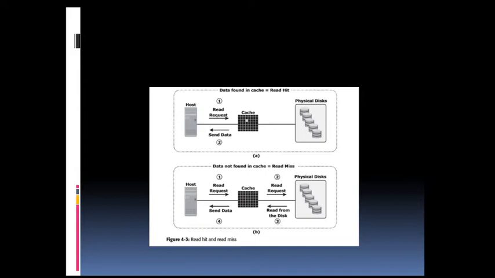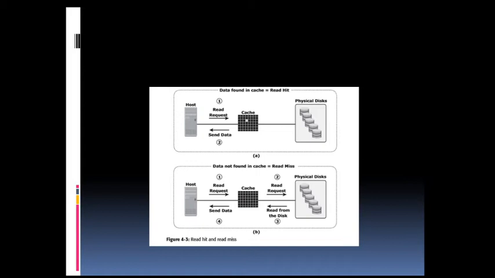In the first figure they have given a read hit, in the second a read miss. In case of a read hit, whenever a read request is sent from the host, it is first checked in the cache, the data is available in the cache, and then the data is sent back to the host without any disk operation. We are not going to use the disk here, so that is called a cache hit.